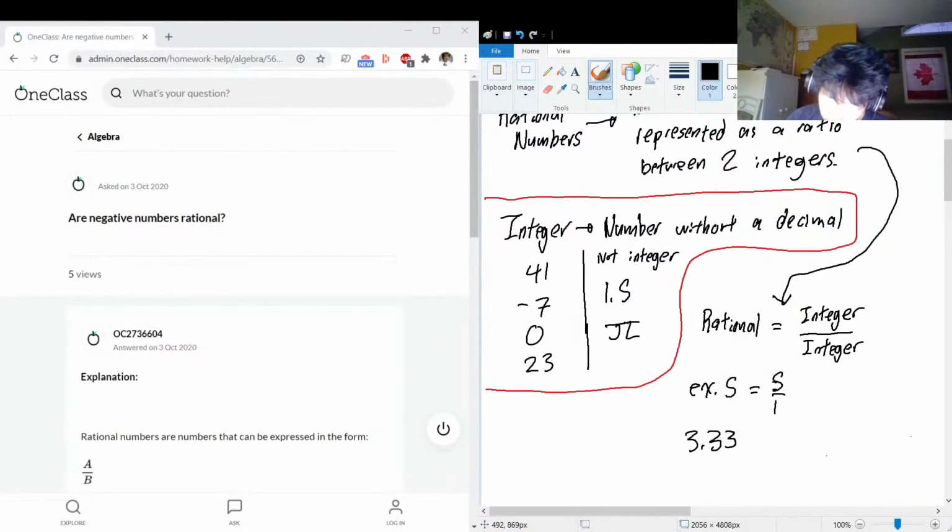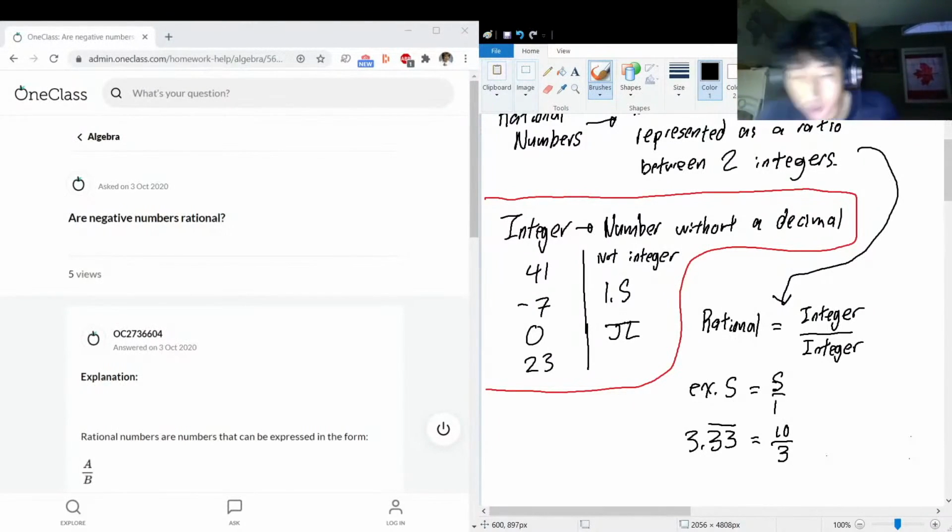3.3 repeating is a rational number because you know that is 10 divided by 3. 10 and 3 are both integers. The ratio between them will make a rational number 3.3, but the 3's repeat infinitely many times. Now, we know that it just has to be an integer on the top and the bottom.